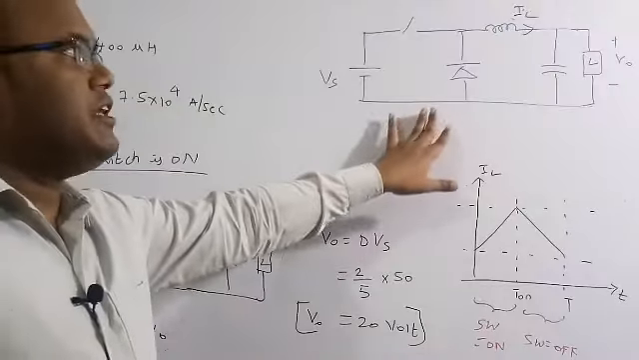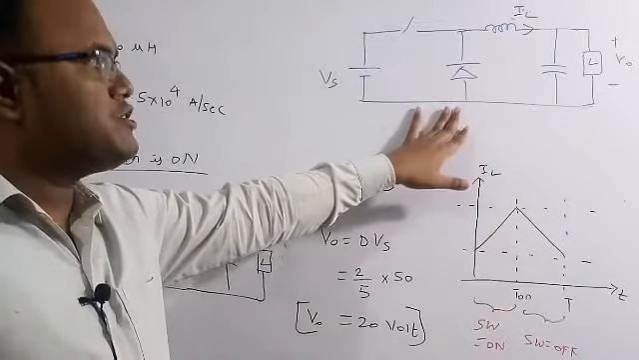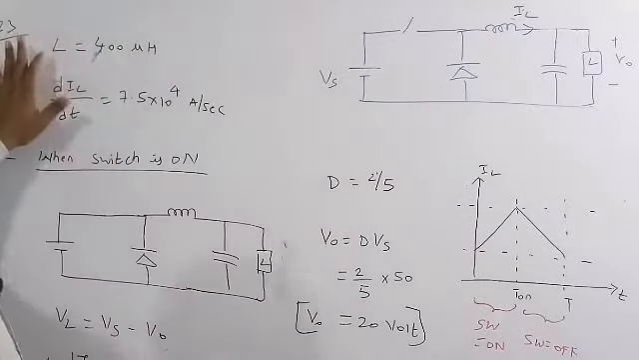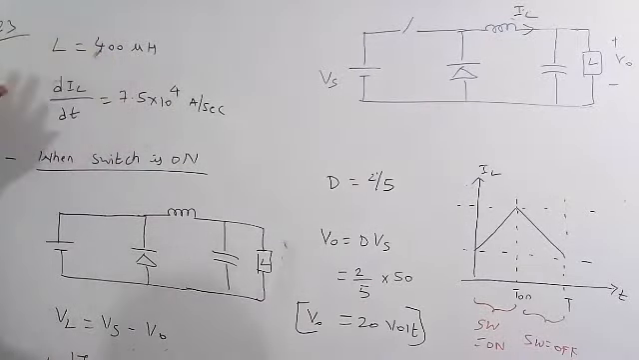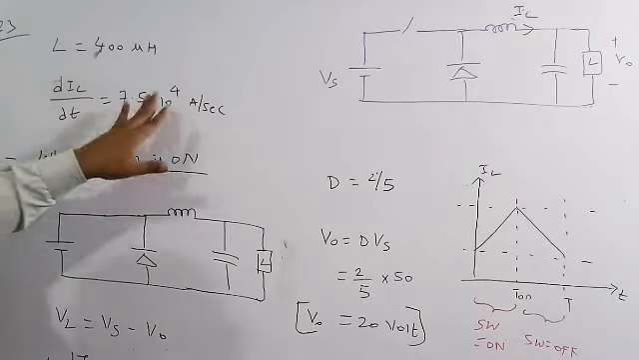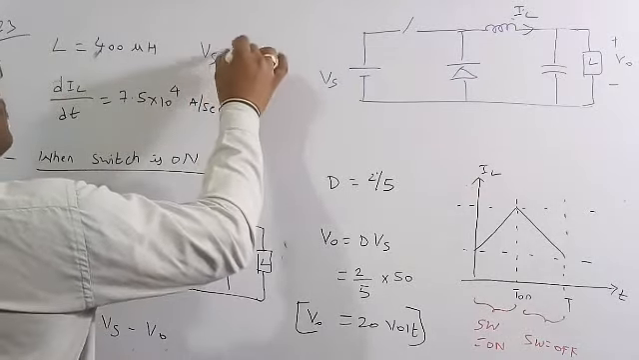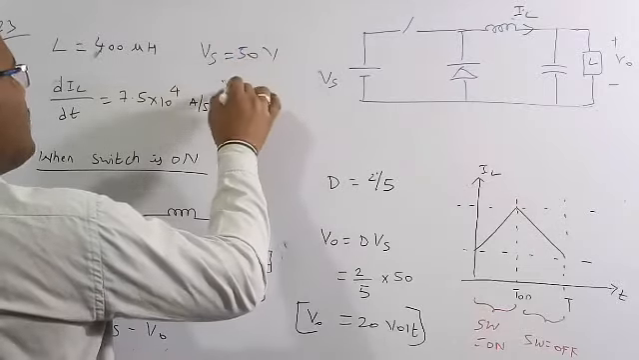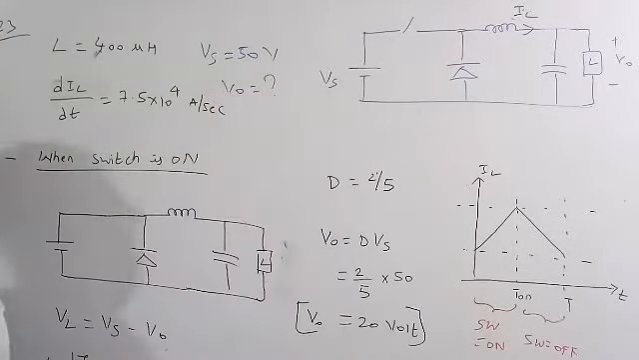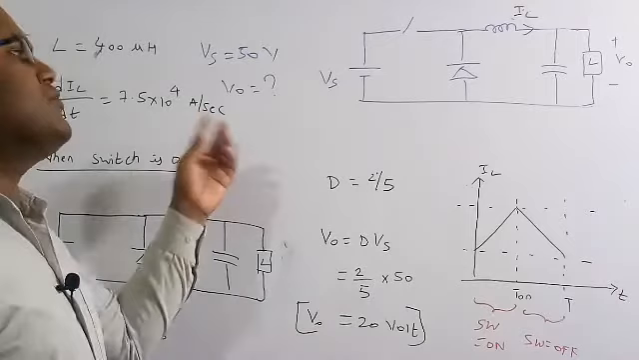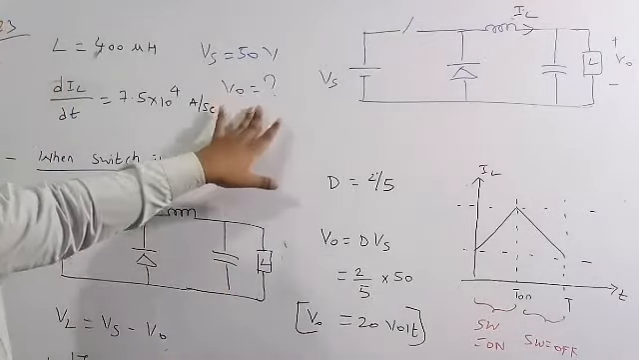This is the circuit diagram of the buck converter. Based on this buck converter, the inductor value is 400 microhenry, and when the switch is on, the rate of change of inductor current is 7.5 × 10^4 ampere per second, and the supply voltage is 50 volt. We need to find the output voltage, also called the average output voltage.